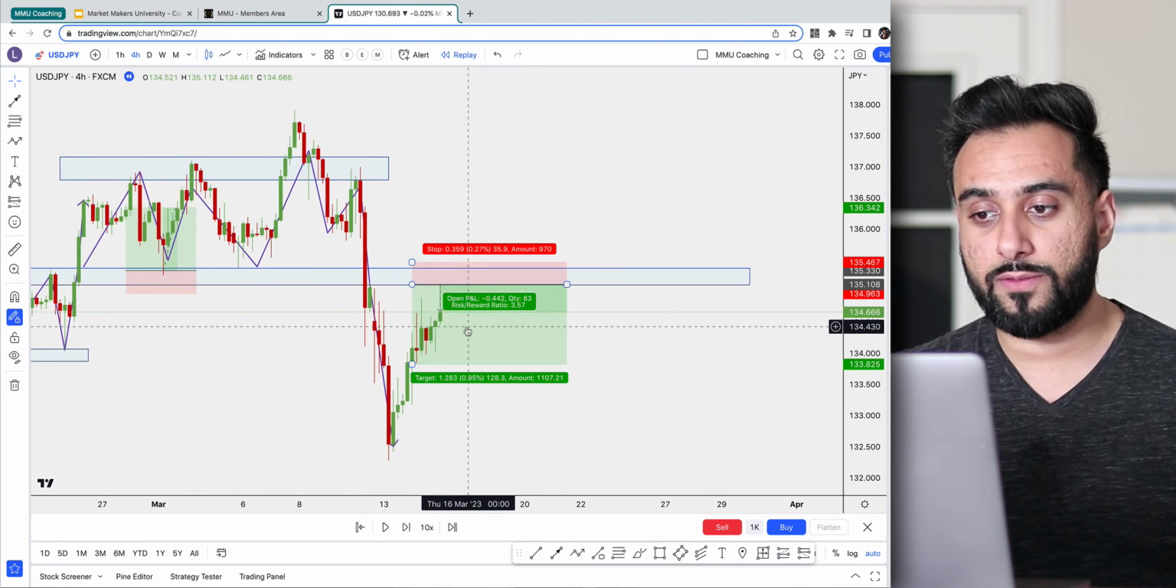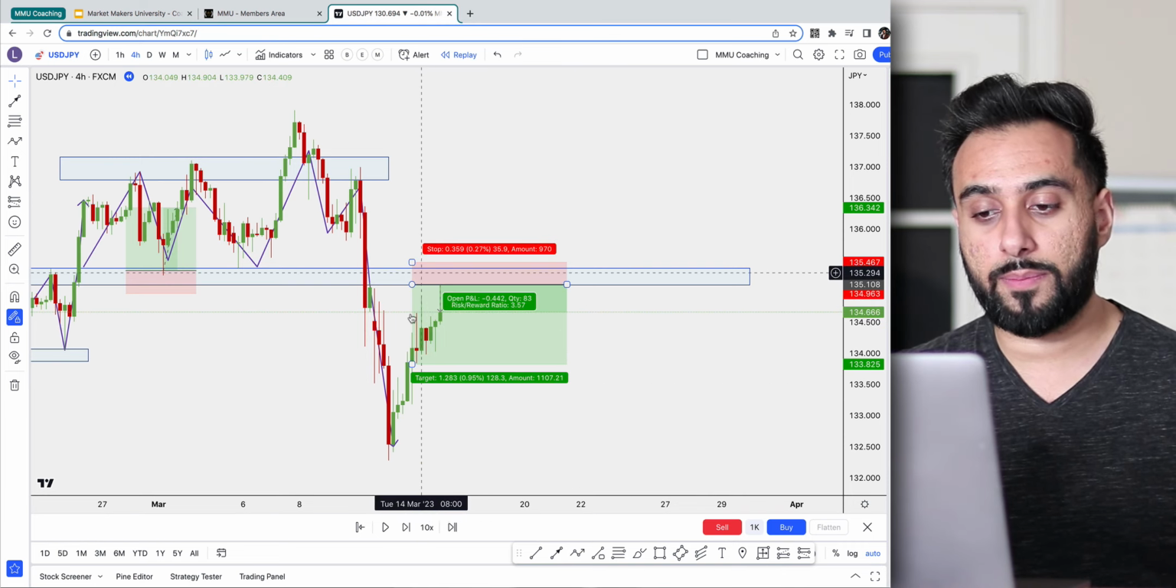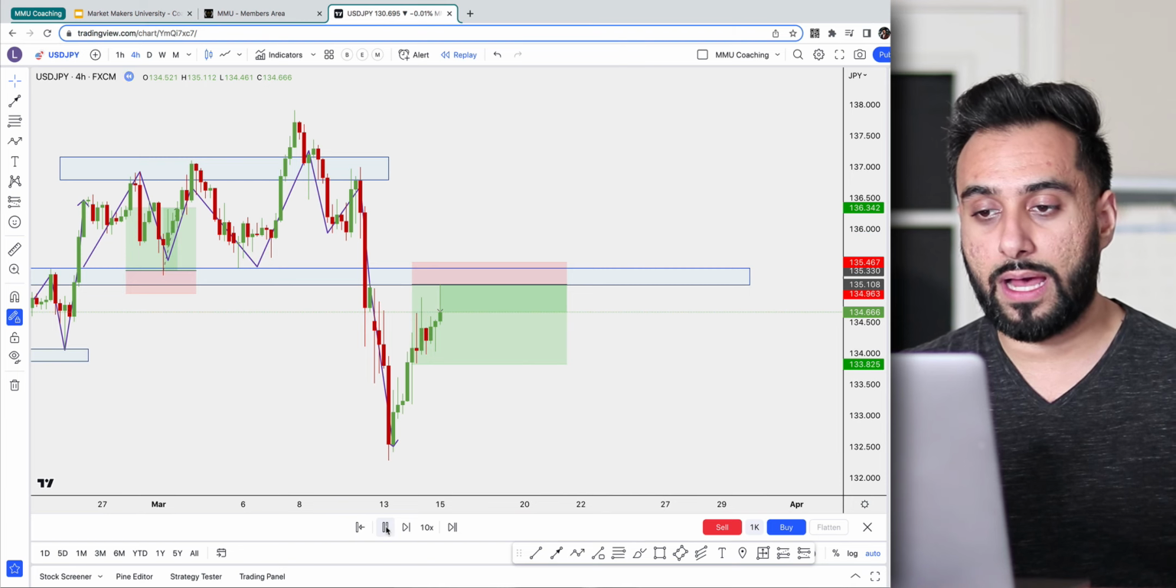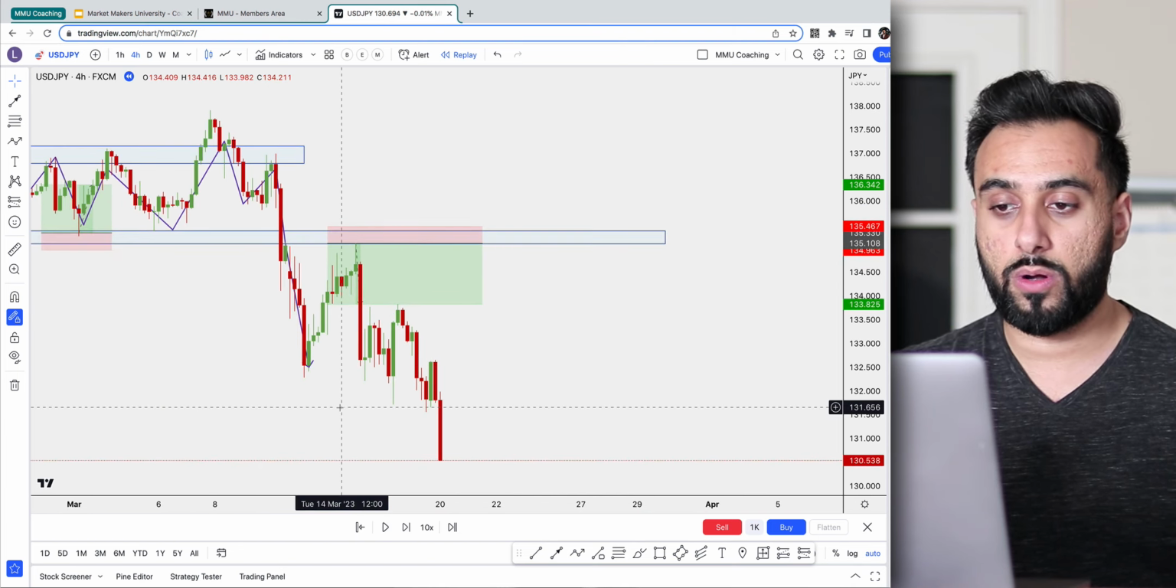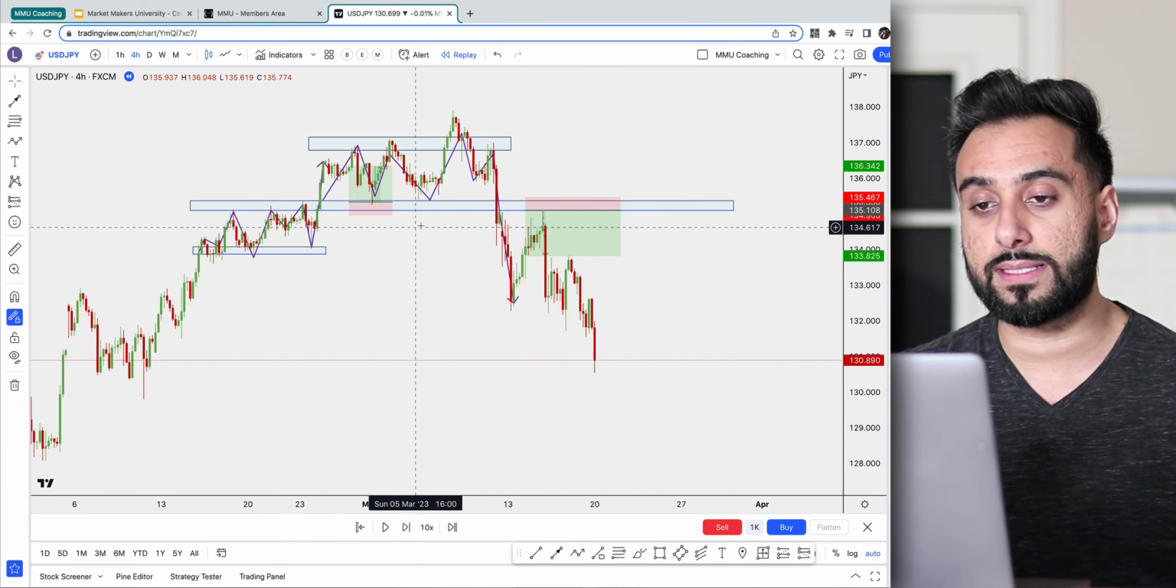Our trade gets activated, currently a little bit in profit. We want to make sure that our stop loss is past the zone. And as we allow this to continue to play out, we were able to successfully enter the trade on the break and retest of the same exact zone.